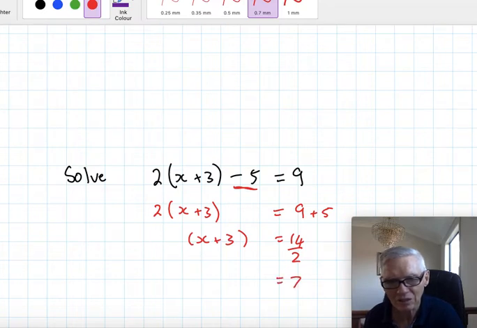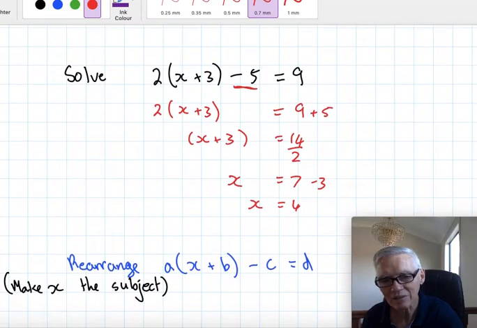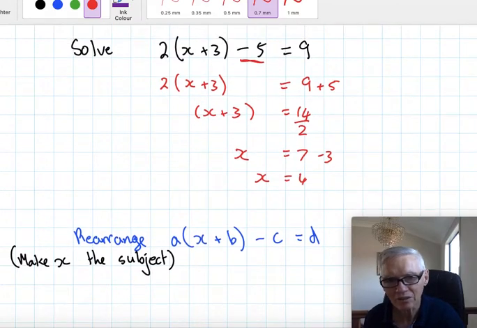Then you go x plus 3 and you take away 3 to the other side and you get your answer as 4. If you can solve, you should be able to rearrange. So I'm going to do the same thing, except this time we're going to make x the subject. Note I've replaced 2 with A, I've replaced 3 with B, I've replaced 5 with C, and 9 with D. So we're going to do the same thing.